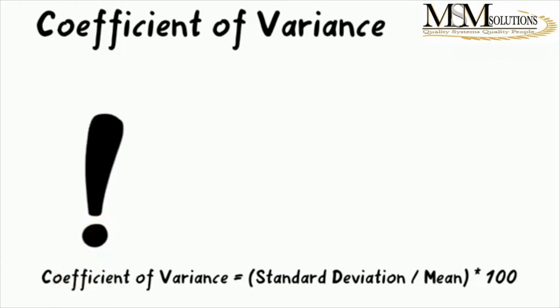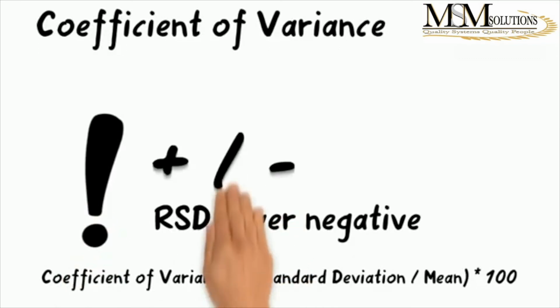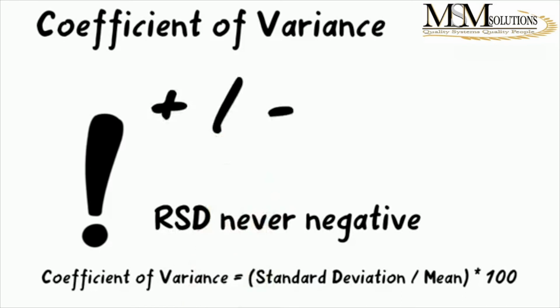However, one needs to note that RSD cannot be negative, while the coefficient of variance can be either positive or negative. The difference between the two formulas is that for the coefficient of variance, you divide by the mean, while for RSD, you divide by the absolute value of the mean. So it means that your mean cannot be negative. If it is, you need to convert that to the absolute value. That's why RSD will never be negative, while the coefficient of variation can be negative or positive.